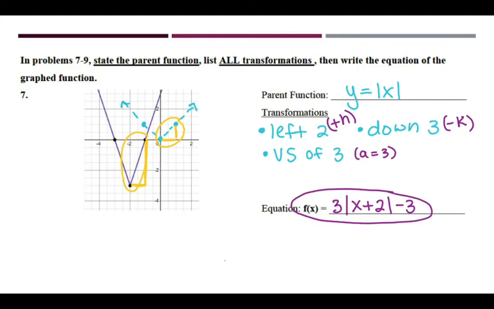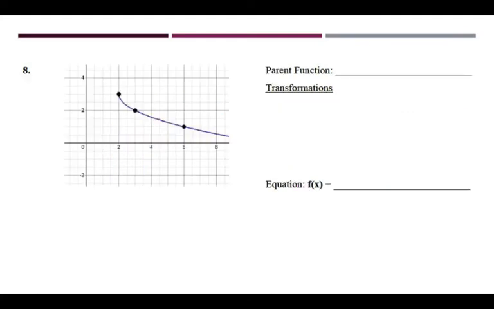All right, let's do another one. So this one looks like half of a parabola, but it's pointing down. Anytime you see a half parabola, either opening to the left or to the right, your parent function is going to be a square root. So I'm going to write y equals square root of x.